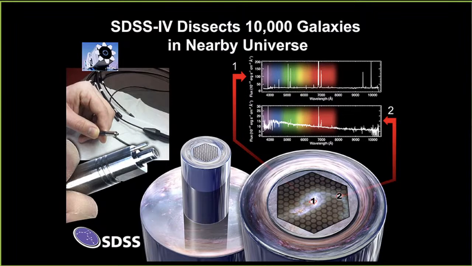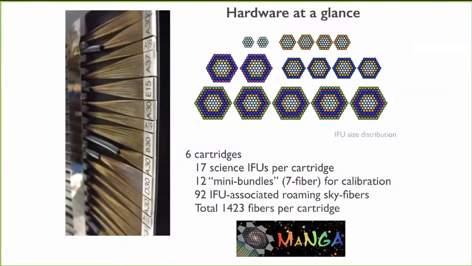MaNGA started back in 2017, I think, and it finished about a year and a bit ago. MaNGA has 17 of these integral field units, so that you can do 17 at a time with different sizes, because galaxies on the sky, some of them will be larger than others, so it would be a waste to put this large bundle on a small galaxy.